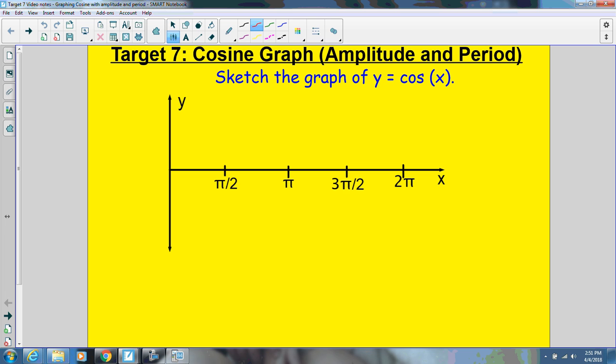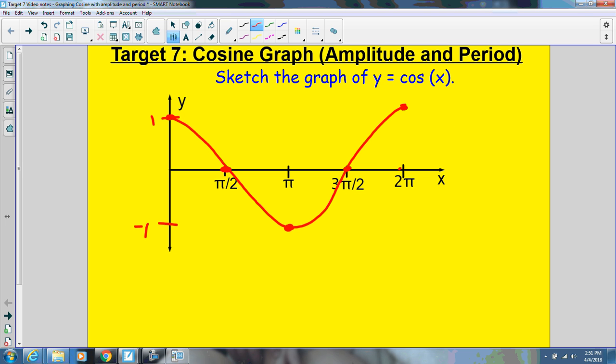So the parent graph of the cosine function, if we do the cosine of 0, that's going to give us 1. If we do the cosine of pi over 2, that gives us 0. The cosine of pi will be -1. The cosine of 3 pi over 2 will be 0. And the cosine of 2 pi will be 1. So here's the parent function of the cosine function.